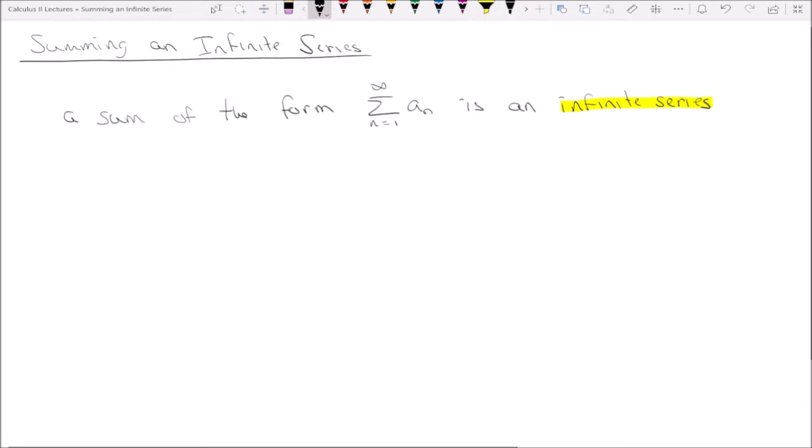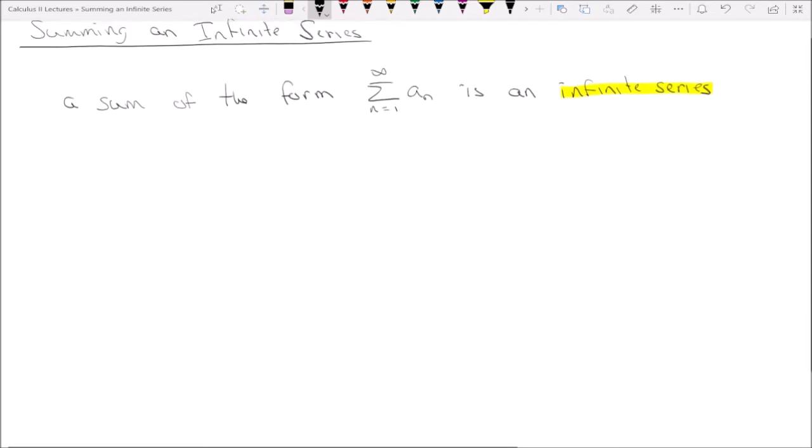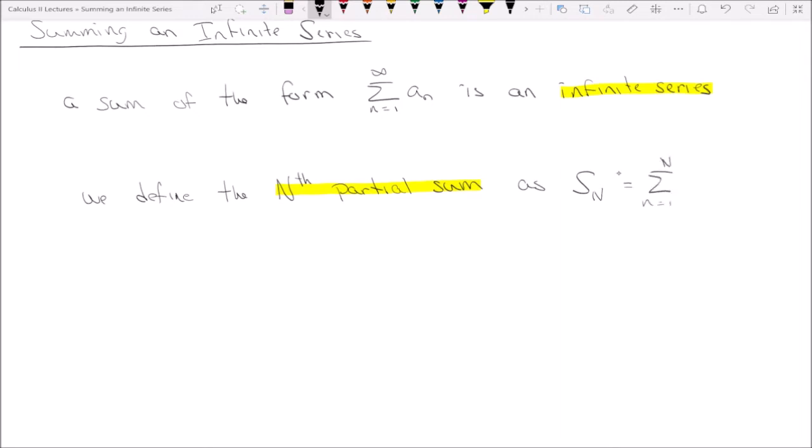Right, but how do we make sense of this? We're summing up an infinite number of terms. Well, what we do is we look at partial sums. We define the nth partial sum as S sub n equals the sum n equals 1 to capital N of a sub n. Essentially the nth partial sum is the sum of the first big N terms.